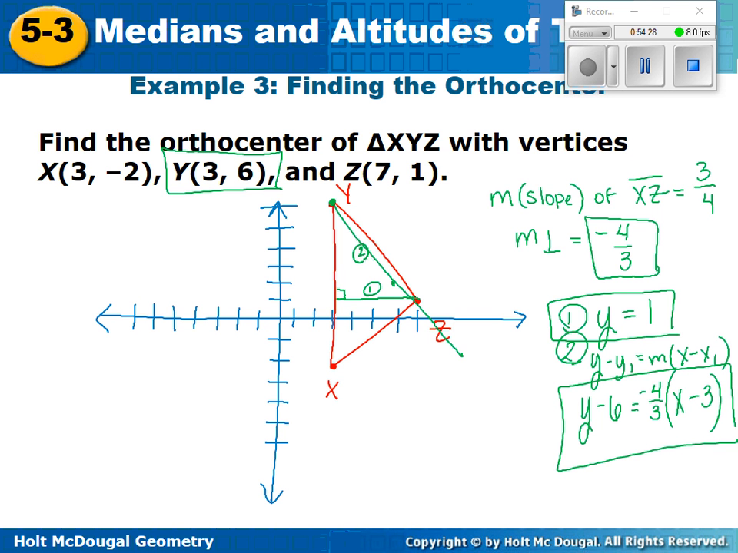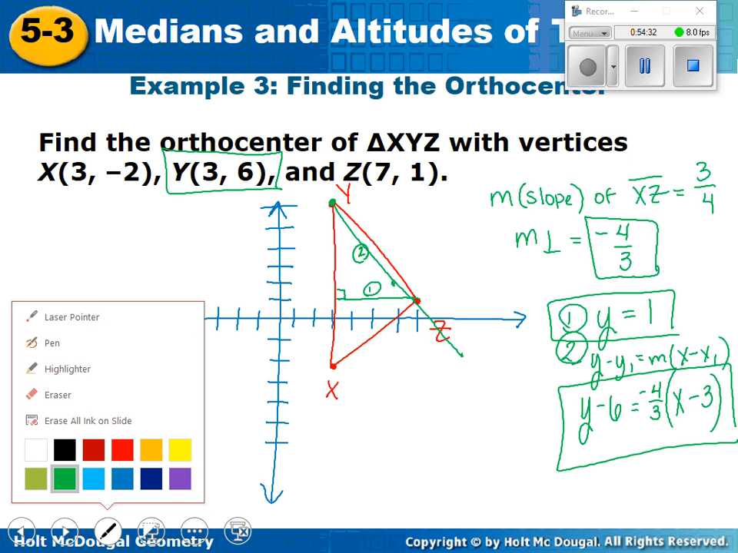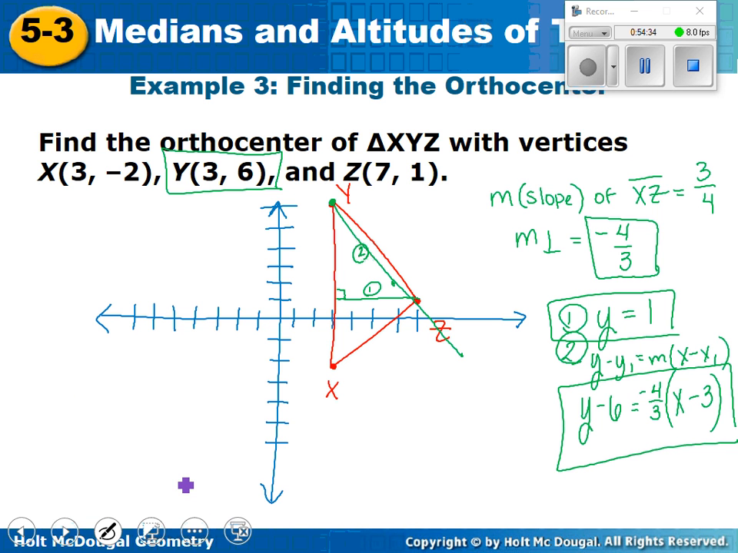And that will probably be the easiest way to work it. So let's come over here and do that. Substitution. So I'm going to have 1 go in for y. 1 minus 6 equals negative 4/3, parentheses, x minus 3. Let's start simplifying. What's 1 minus 6? Negative 5 equals negative, do we want to distribute?